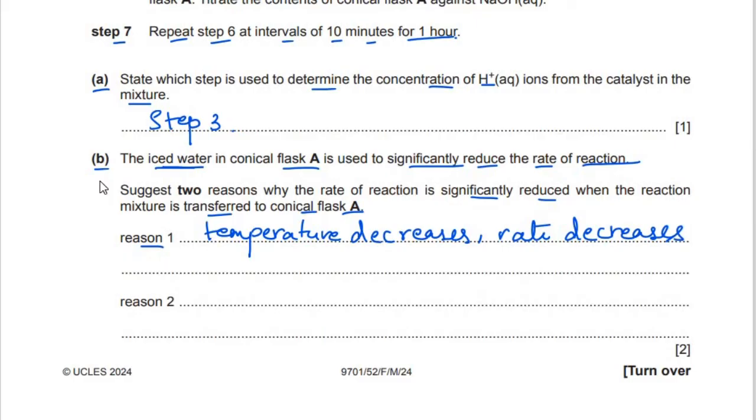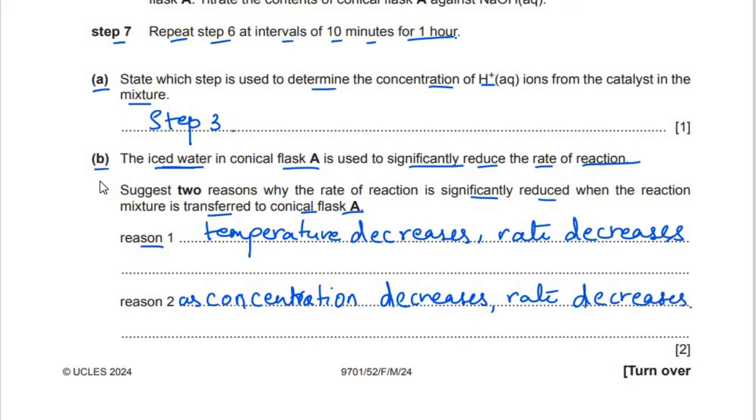The second reason is that we are adding a lot of water. If we are adding it, then obviously the mixture becomes diluted and the concentration decreases. So one reason the rate decreases is that the concentration decreases. We can write: as concentration decreases, rate decreases. These are the 2 reasons that the rate of reaction decreases in conical flask A where iced water is added.